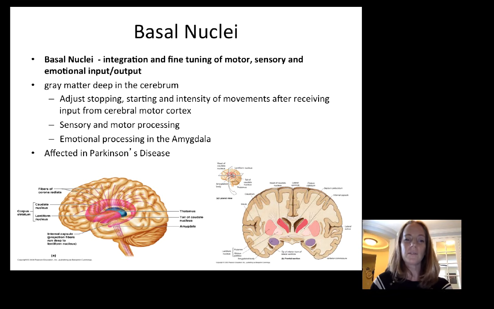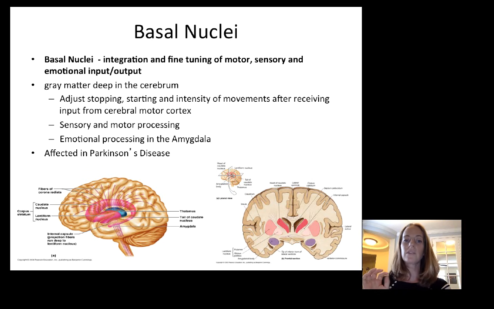There are many functions of the basal nuclei, and the research is continuing, but we know a lot about the basal nuclei because they are affected in Parkinson's disease. If you know anybody who has Parkinson's disease, they generally have a tremor, and they have a tremor when they stop and start movements.